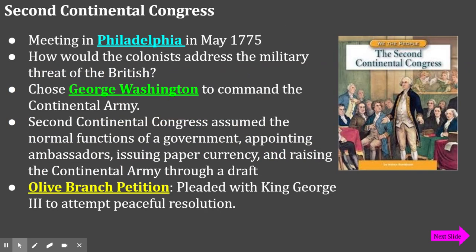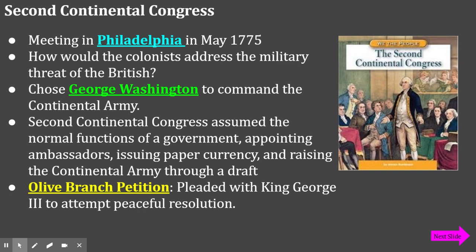After this, we have the Second Continental Congress. This is another meeting in Philadelphia in May 1775. And what they're really looking at here is how would the colonists address the military threat of the British? Because at this point, it's inevitable that they're going to fight. They choose George Washington to command the Continental Army, and the Second Continental Congress assumed the normal functions of a government, appointing ambassadors, issuing paper currency, raising the Continental Army through a draft.